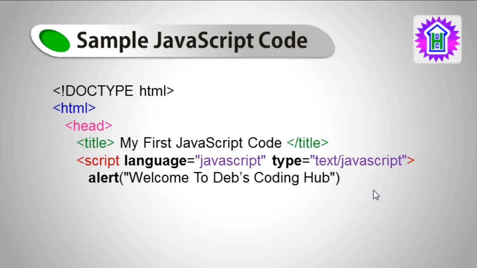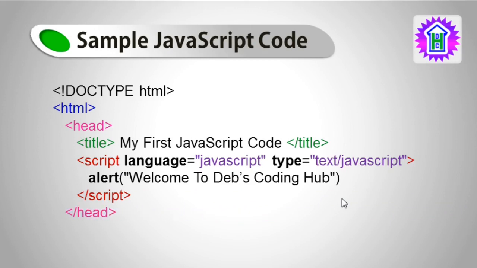Now we are displaying something as a message box by using the alert method. The alert method is a method using which we can display a message in the form of a message box on top of the web page we are viewing. So I have written welcome to Dev's Coding Hub as the message, and it will be displayed as a message box. And then we have closed the script.